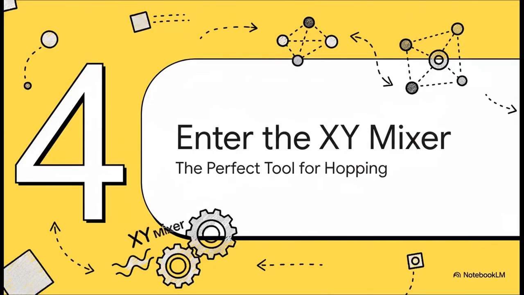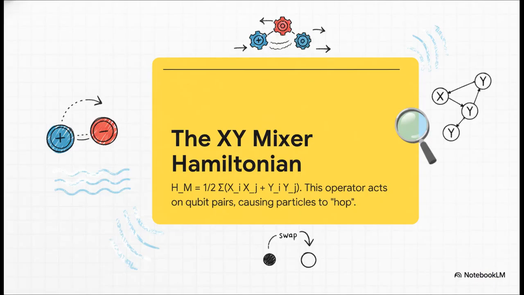And this is where the hero of our story comes in. If the X-Mixer is the wrong tool, we just need to find the right one. And that perfect tool, the one that was practically built for this, is called the XY Mixer. It was designed from the ground up to play the particle hopping game. Now, this equation right here, the XY Mixer Hamiltonian, think of it as the rule book for our game, just written in the language of physics.